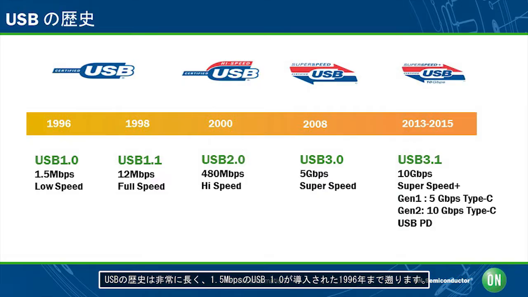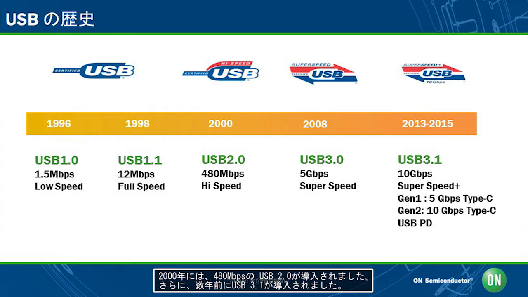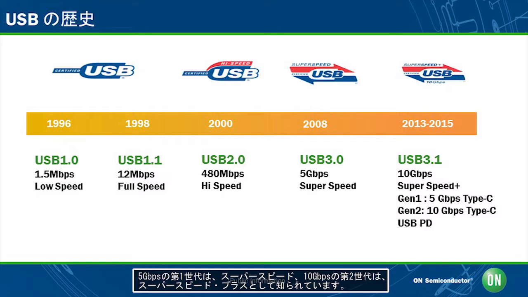Today I'll be discussing USB 3.1 redrivers for tablet and active cable applications. USB comes with a very long history, dating back to 1996 where they introduced USB 1.0 at 1.5 megabit per second. Later in 2000 they introduced USB 2.0 at 480 megabit per second, and in the last couple years they've introduced USB 3.1. Gen 1 operates at 5 gigabit per second, known as super speed, and Gen 2 is 10 gigabit per second, known as super speed plus.